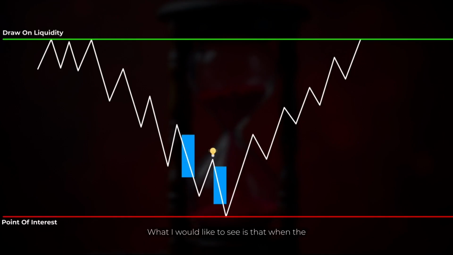What I would like to see is that when the market displaces above imbalances which formed on the left side of the curve, I need to see these imbalances function as support on price if we are in a buy program. Therefore, this is a market structure shift pattern which is being set up.